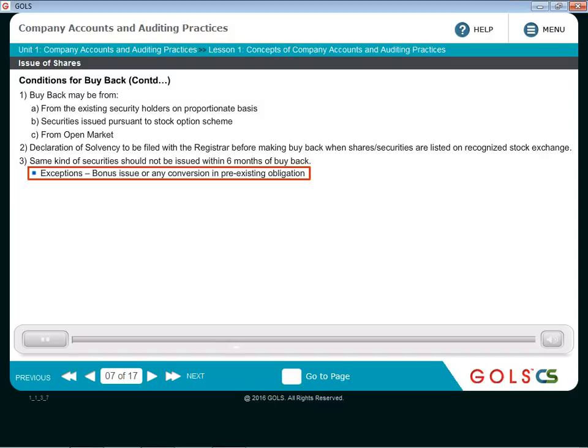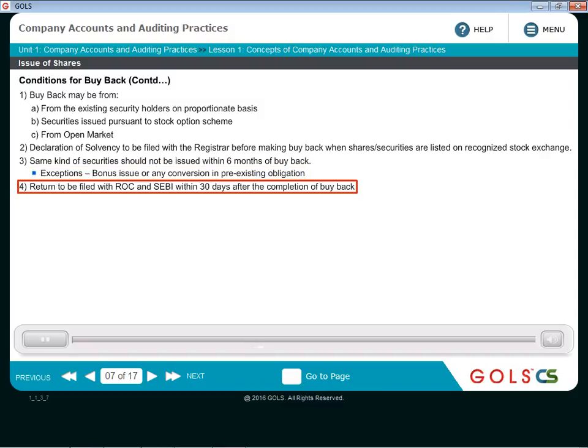That is allowed to happen within 6 months of the earlier buyback. So if convertible debentures were issued by the company, and as per the conversion terms the debentures have to be converted into equity shares, that conversion can still go on even if it is happening within 6 months after the buyback, or the bonus shares can be issued within 6 months after the buyback.